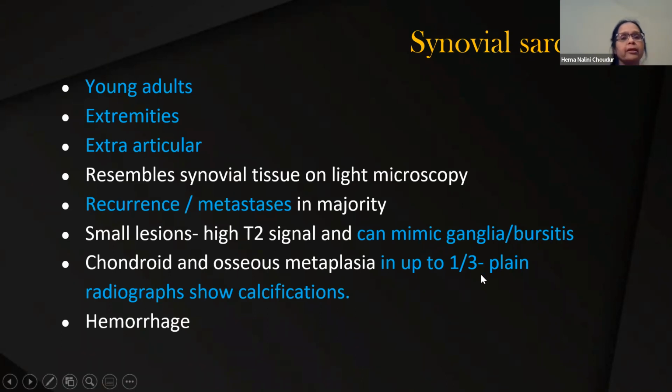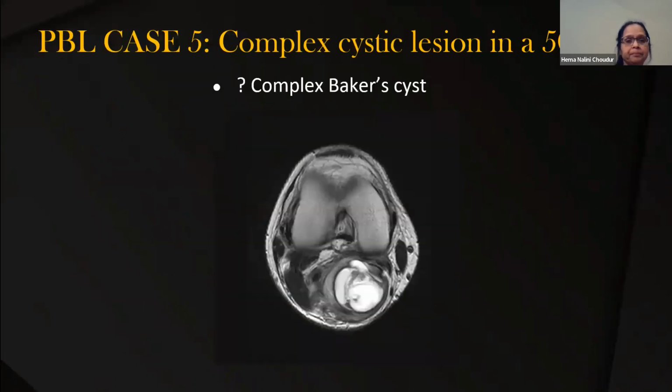We are taught that 1/3 of them have calcifications on X-rays, but what about the other 2/3? They do not have. So these need to be kept in mind. Now moving on to a complex cystic lesion, we're moving to a 50-year-old adult from the 32 that we saw.